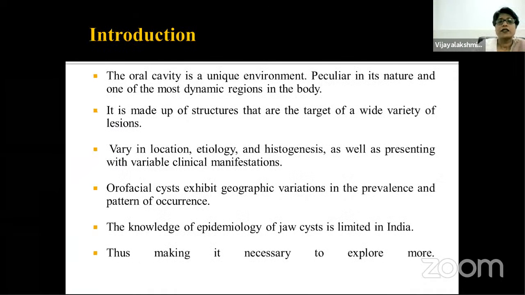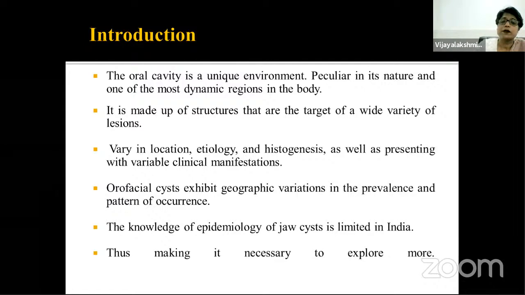As you all know, the oral cavity is a unique environment, peculiar in its nature, and it is one of the most dynamic organs in the body. It is made up of various structures, and it is targeted with a wide variety of lesions. The lesions which occur in the oral cavity vary in location, etiology, histogenesis, as well as presentation with variable clinical manifestations. Similarly, orofacial cysts also have varying clinical features and exhibit different histogenesis, but the occurrence of orofacial cysts within the oral cavity has certain geographic variations in their prevalence, and that has been documented.